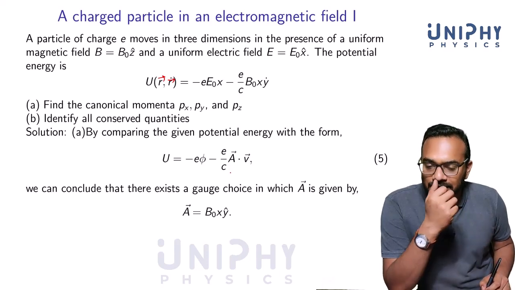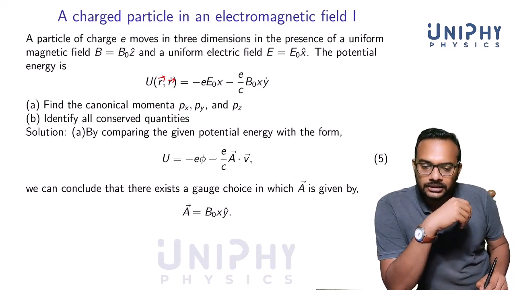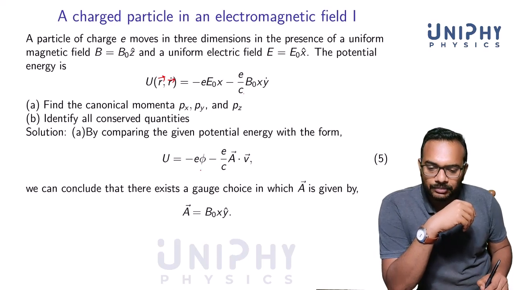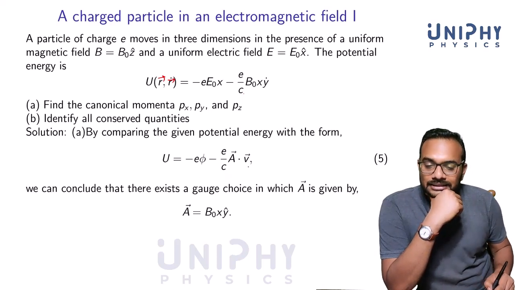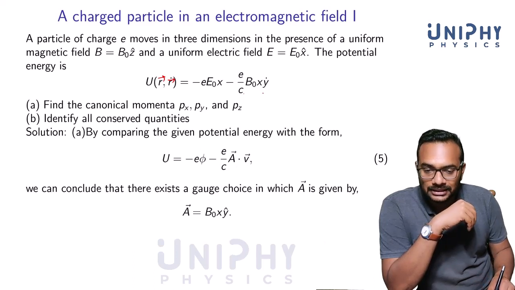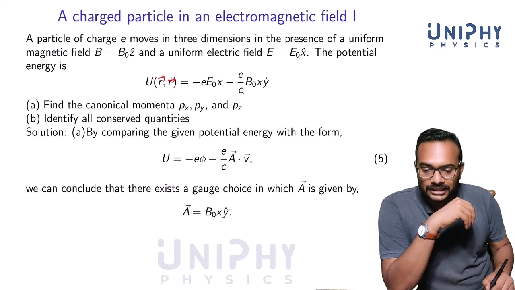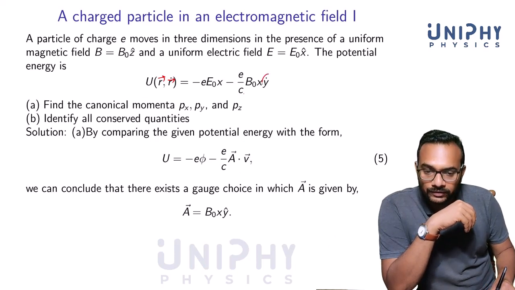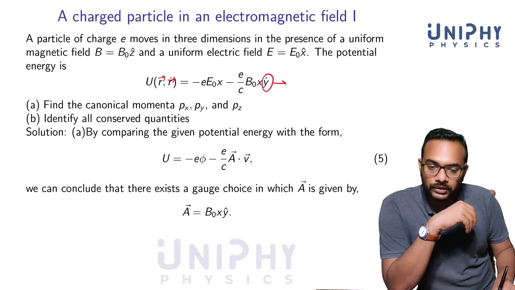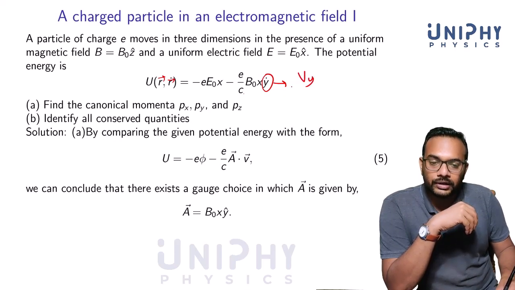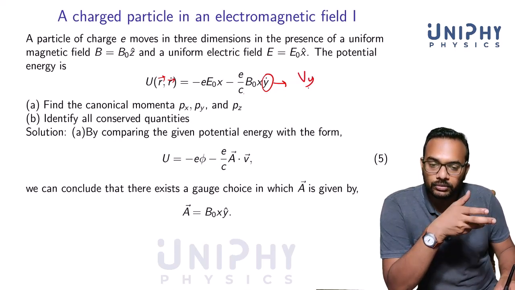Sometimes it's written explicitly, but don't worry. Because there's a c here, let's compare it with minus e phi minus e by c A dot v. From here we see that this A vector has to be B0 x y cap. Why? Because we have got only the y component of velocity. This y dot is actually the y component of velocity.